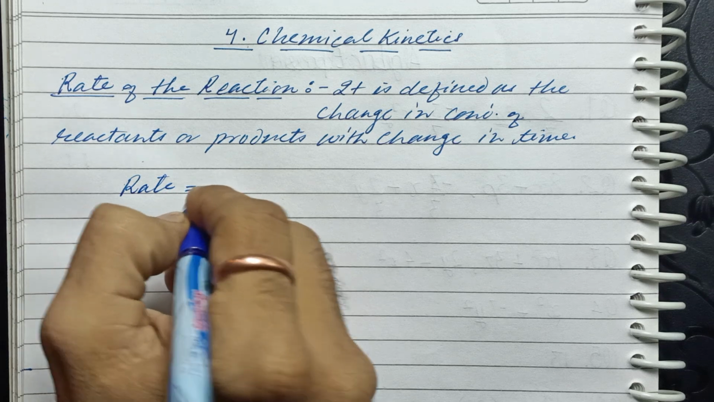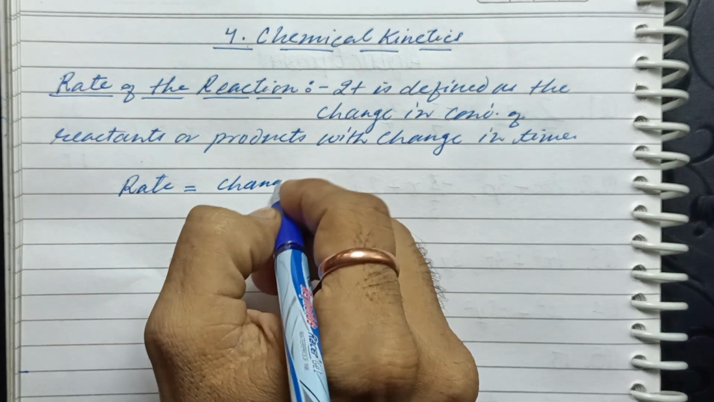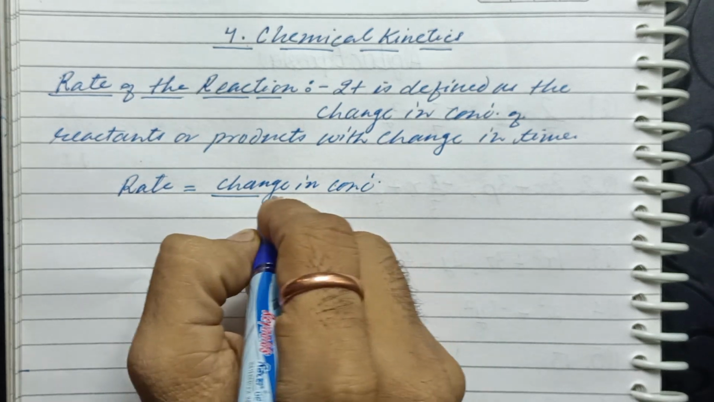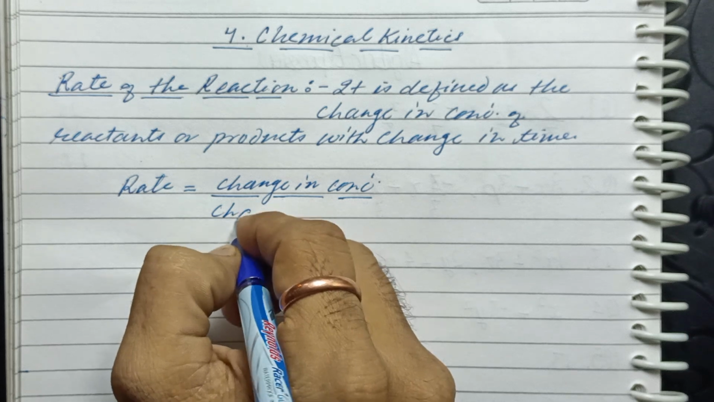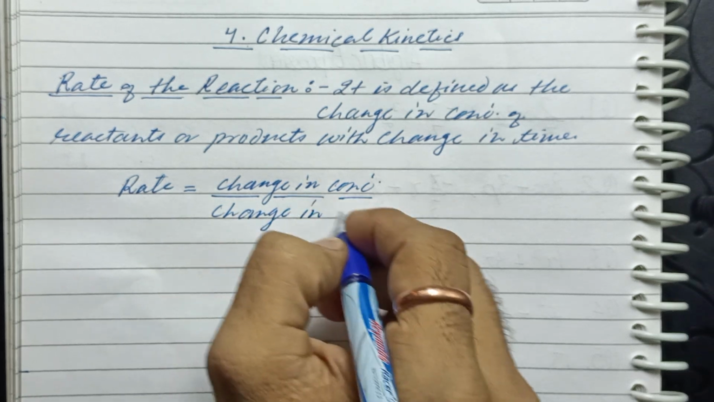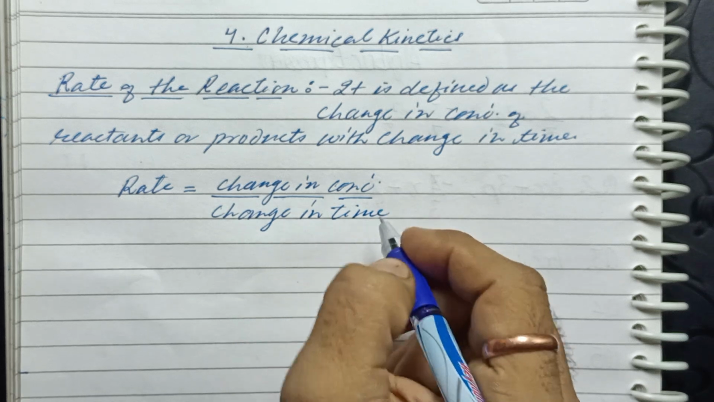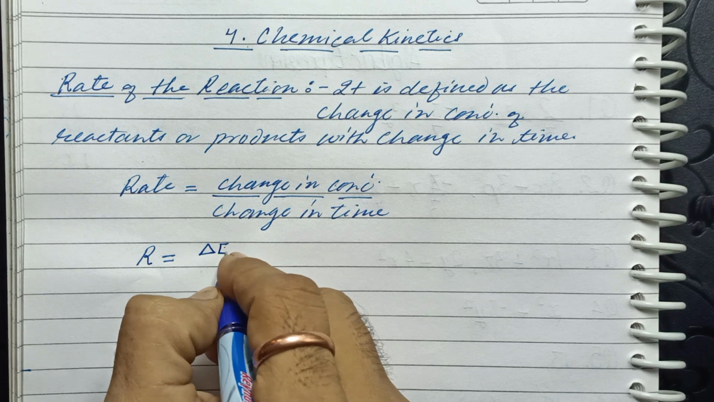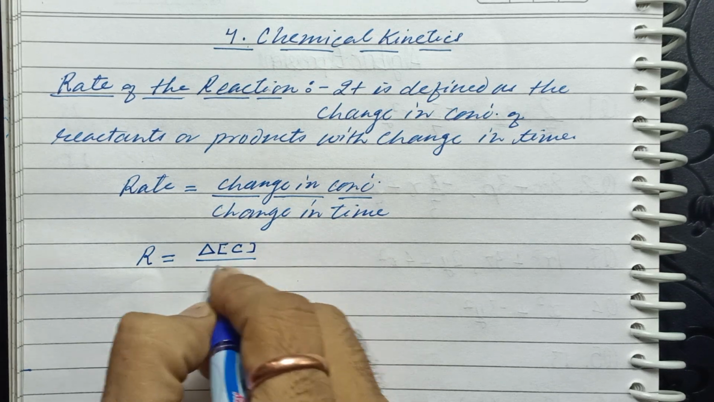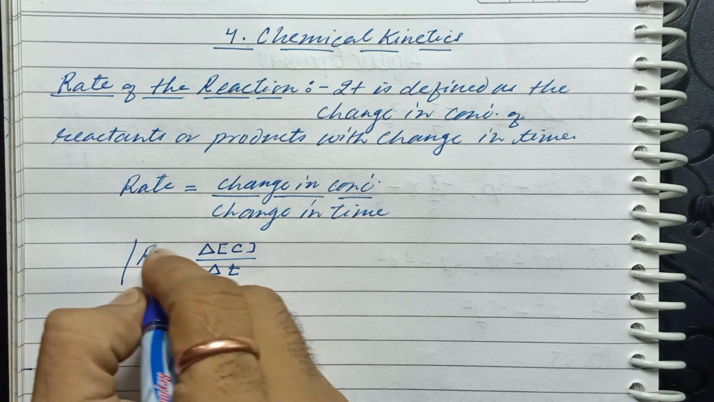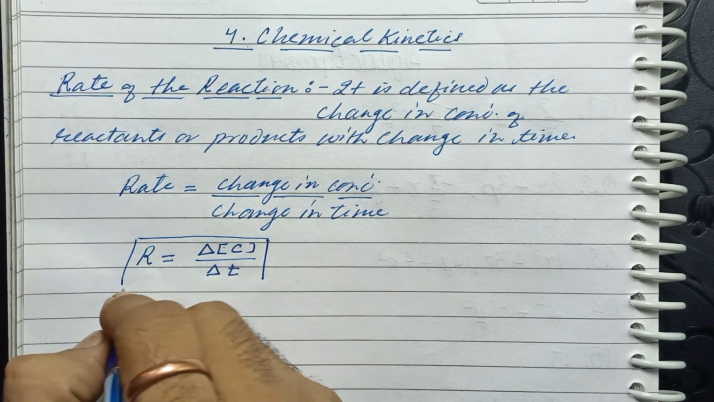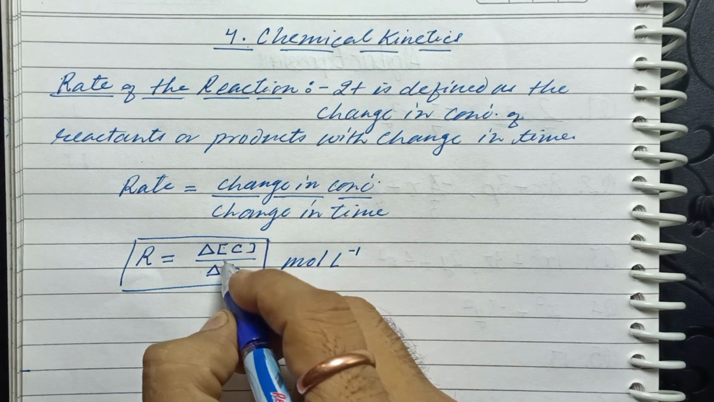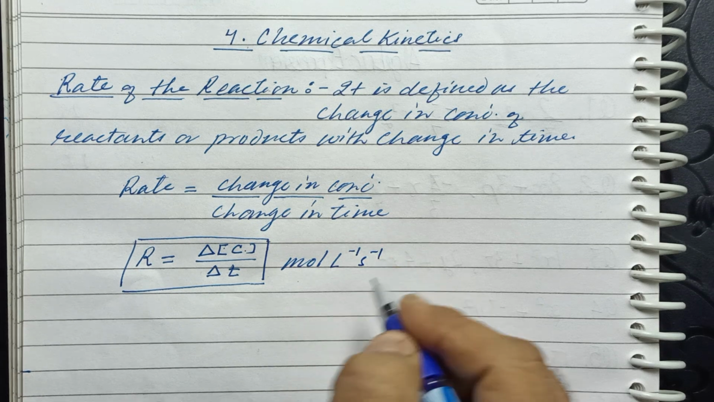Rate is equal to change in concentration upon change in time. R is equal to change delta, concentration C upon change in time. Unit is mole per liter per second.